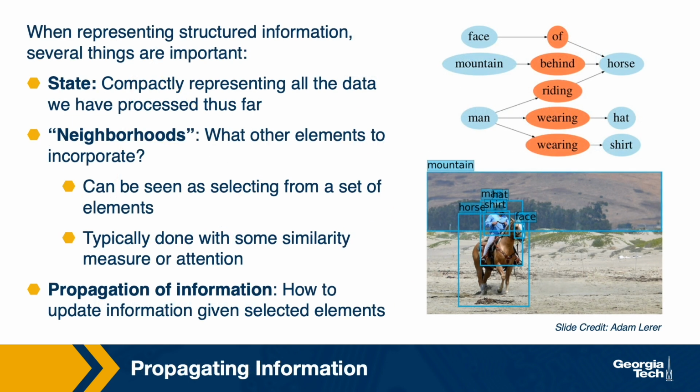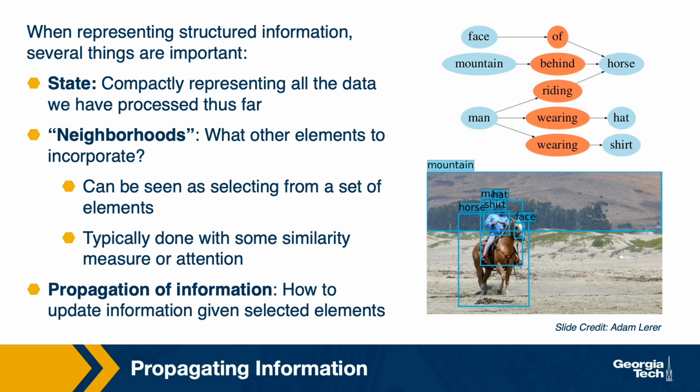When representing structured information, such as graphs, there are several things that are important. For example, we'll have what's called a state or vector representation that compactly represents all the data we've looked at thus far. In the beginning, this is just the different nodes or elements that occur in this image, for example. For example, the mountain, the man, the horse, and so on can all have features associated with them as extracted from a convolutional neural network and an object detector. So each of these regions of interest have associated features to them.